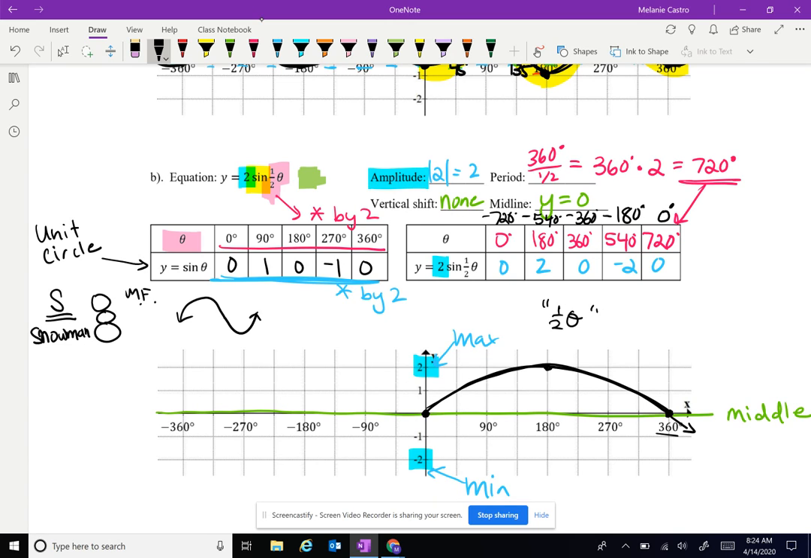At 0, we're still at 0, right? But at -180, we'd be down here at -2. And then at -360, we'd be back at 0. We see that other half, that frown, that's ugly. I'll try again. The magic of internet. All right. So that would be our other half of that sine wave.